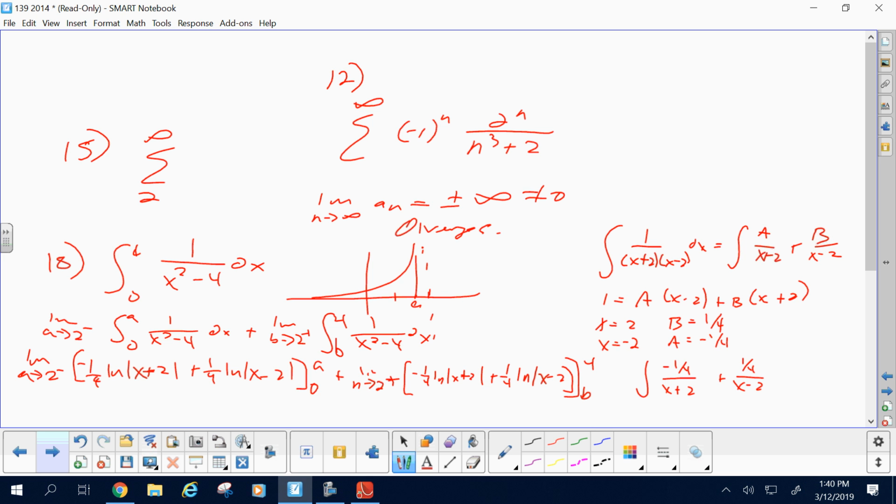It diverges, you say? Yeah, it's undefined. Undefined or diverges? That's what they said? It says undefined, diverging. Okay. So it's not indeterminate, it's undefined.